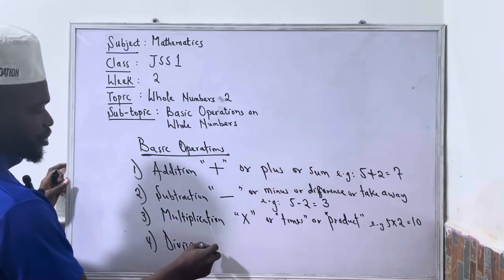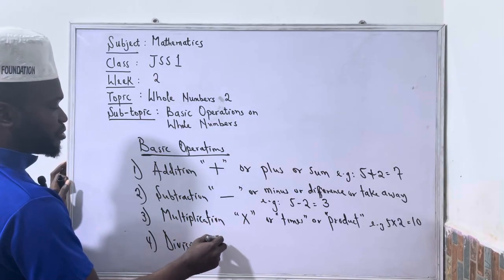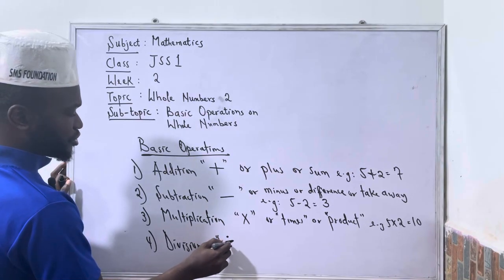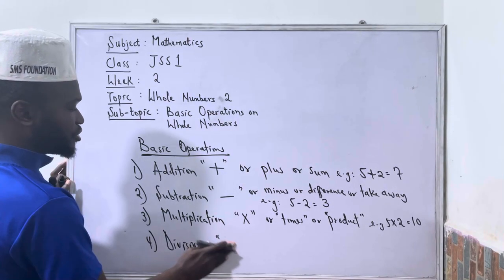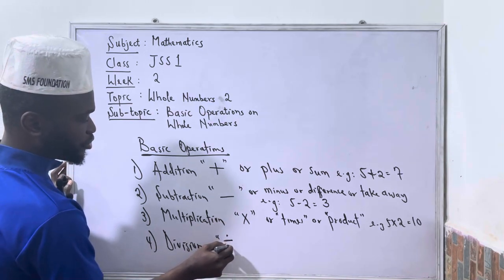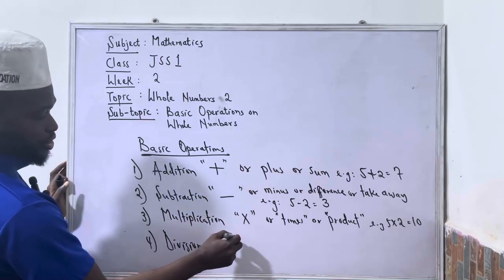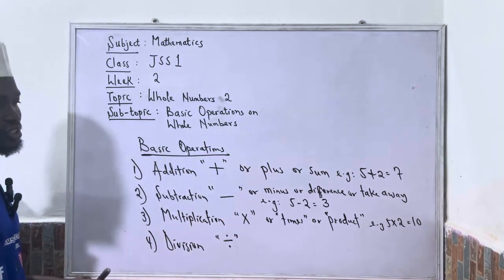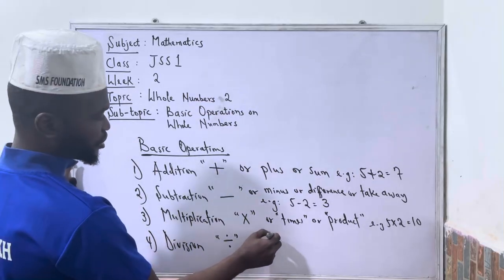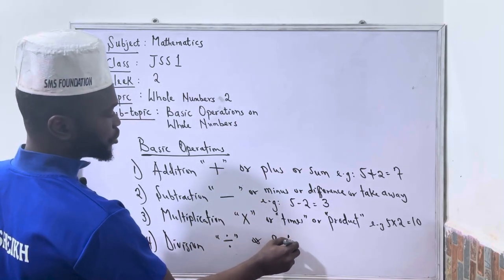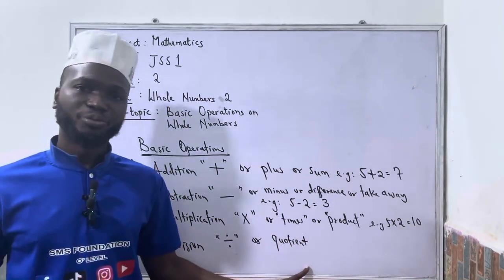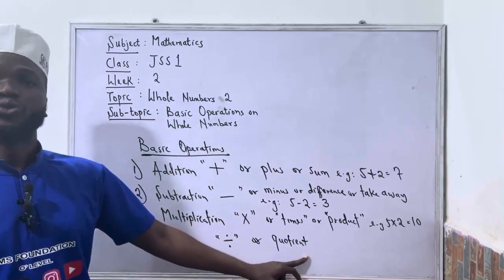Now, the last one here is division. The symbol for division is this. Let me write it well. Just write a stroke, then you put a dot on top and a dot under. So this is the division sign. Another way of saying division is quotient. Another word for division is quotient. The answer you get after dividing a number by another number is called the quotient.